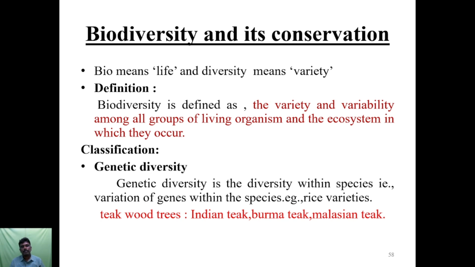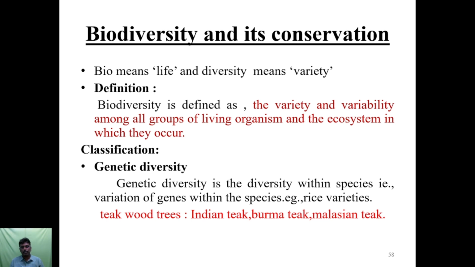So next topic is biodiversity. Previously we have discussed about ecosystem. Next important topic in environmental science and engineering is biodiversity. Bio means life. So diversity means variety. So it is defined as the variety and variability among all groups of living organisms and the ecosystem in which they occur.